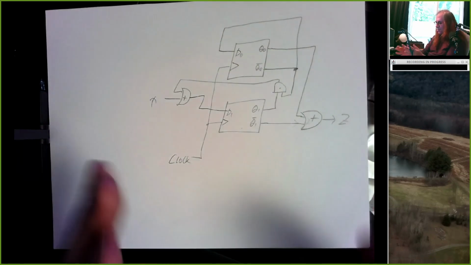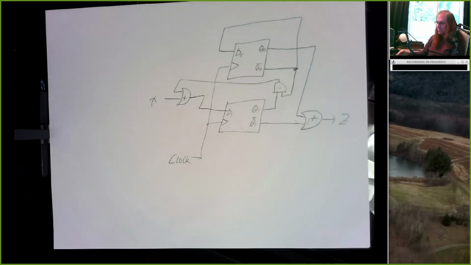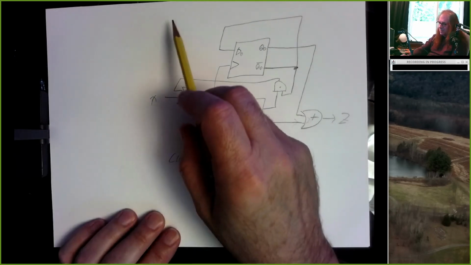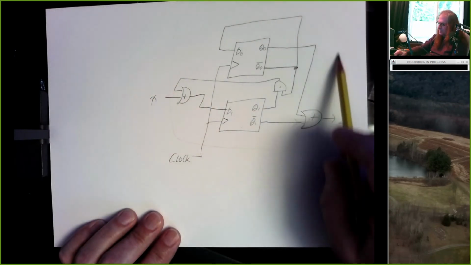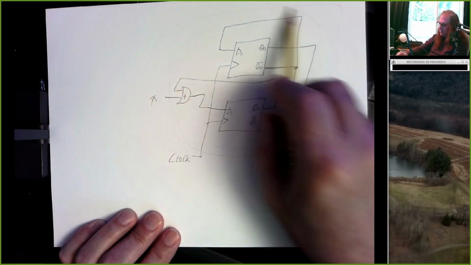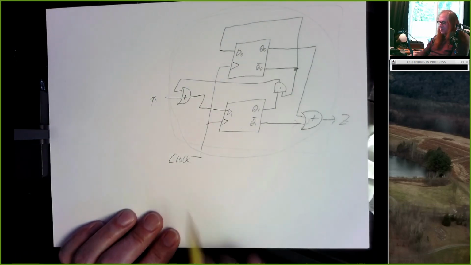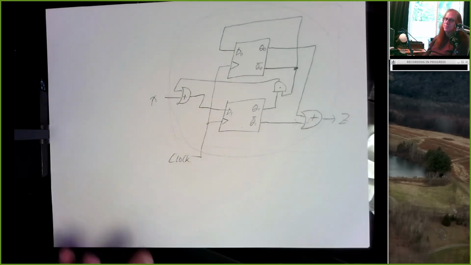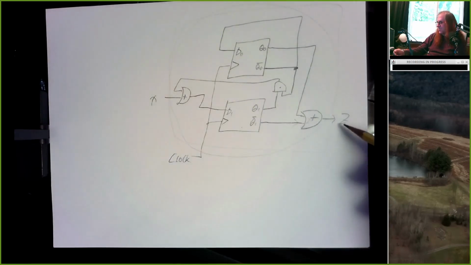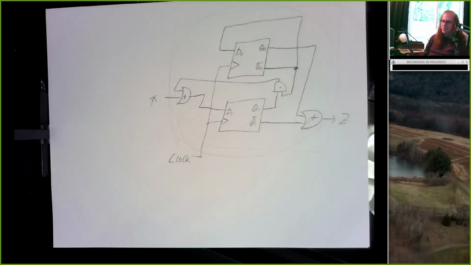All right, so this whole thing is a single circuit, right? I could draw a box around it, and it would look like something with an X input, a clock input, and a Z output. Every time the clock ticks, the Z output might change. If X is a 0, the Z output might do something; if X is a 1, the Z output might do something else. Our goal is to analyze this machine and figure out what it does.